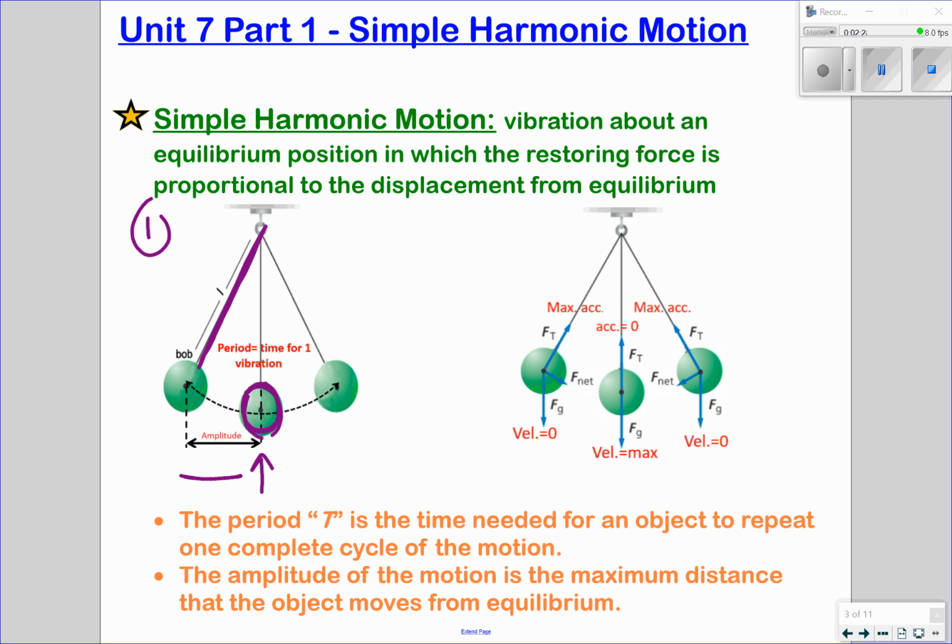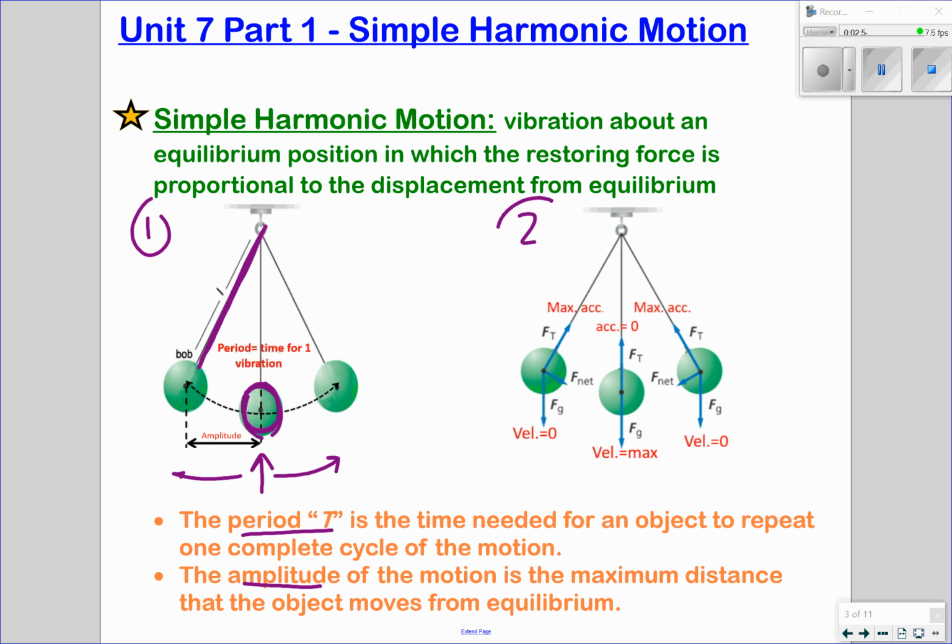Anytime you move from left to right, that is going to cause our vibrational motion or our simple harmonic motion. The displacement traveled either left or right represents the amplitude, which is defined down here. And then the period, or the time that it takes to complete one whole cycle of motion, is represented by the variable capital T, and it is a unit of time.